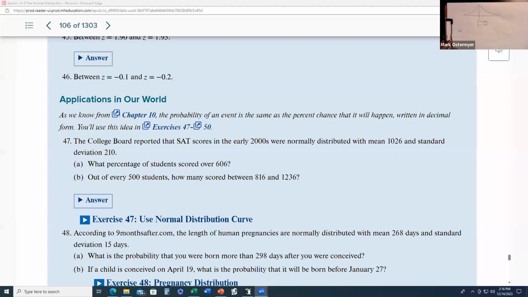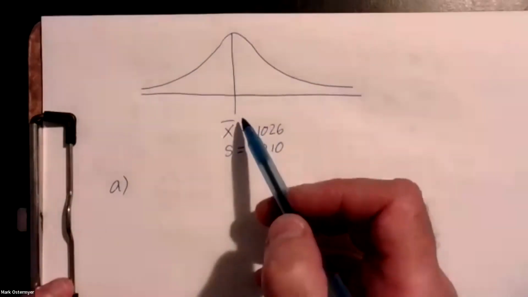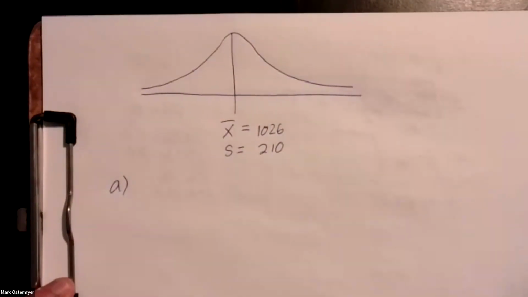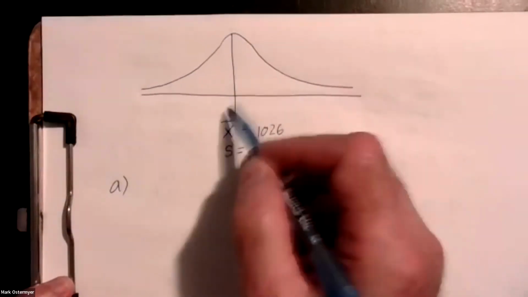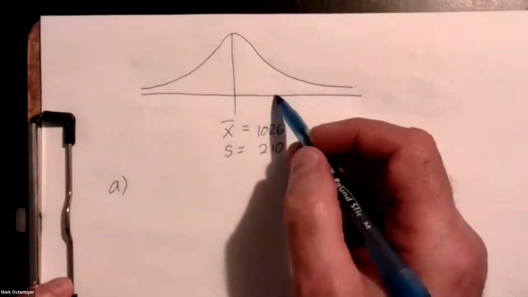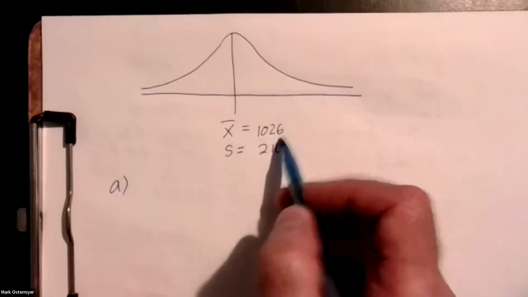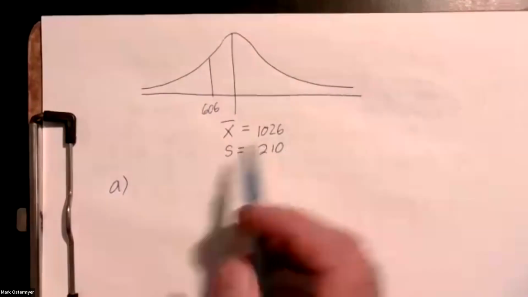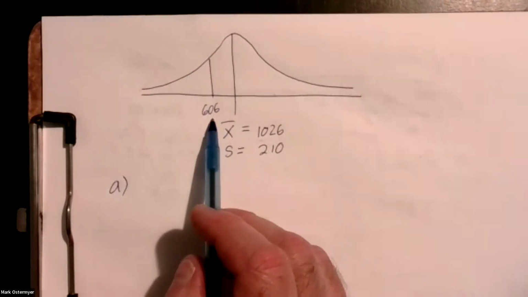Over 606. Got a question for you. If this is the mean, the 1026 in the middle, where would 606 be? Would it be to the left or to the right of the mean? This is 1026. Where's 606? Well, it's got to be less than the mean, 606 is less than 1026, correct? So it's got to be somewhere down here. They want to know what percent of the students scored above 606 on this SAT exam.